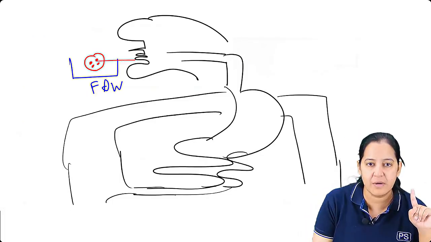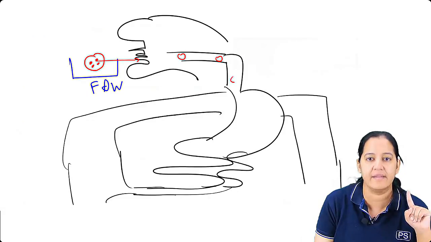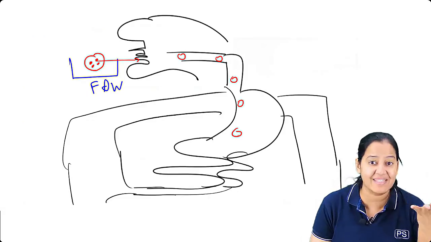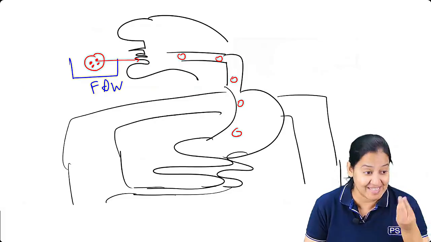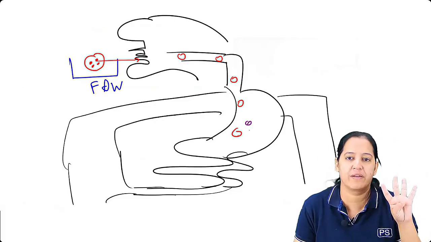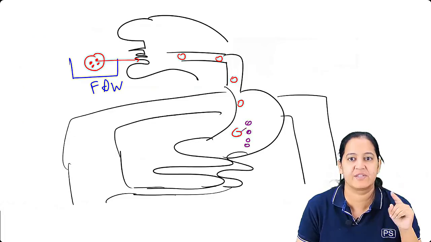So this cyst will go inside, and inside. In the stomach, it will rupture. In the stomach, excystation occurs. What is it known as? Excystation. From one cyst, 4 trophozoites will come. This is known as excystation.